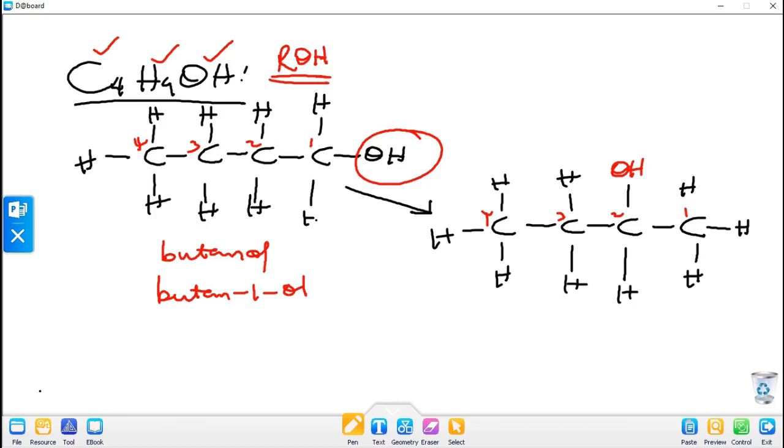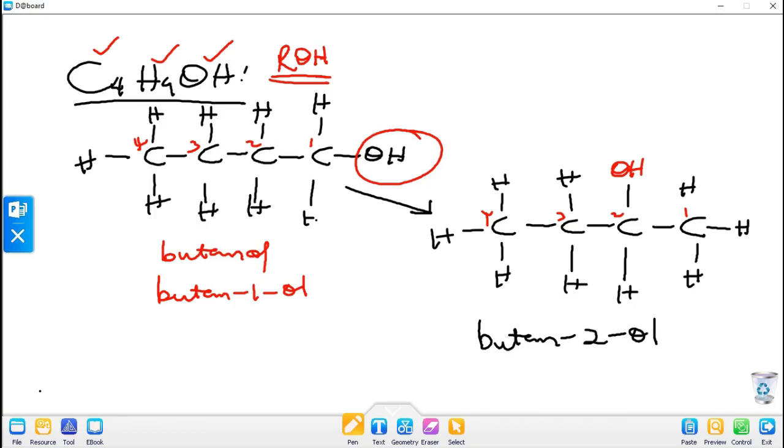So having done that, the name of this compound we have formed now is not going to be the same. It's not going to be butanol or butan-1-ol, but it is going to be butan-2-ol. Why is it so? It is so because the OH is no longer located at the first carbon atom. Instead, it is at the second carbon atom. So we have to identify the position of the OH. But the number of carbon atoms did not change.